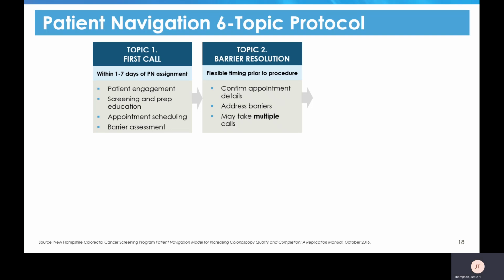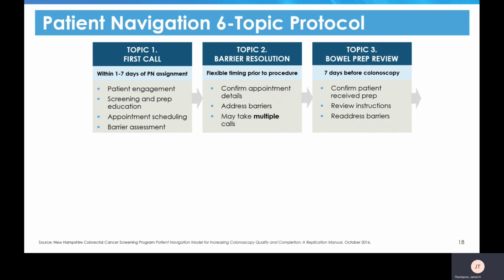Topic 2, this is the barrier assessment and resolution topic, which can be addressed at any point prior to the procedure. This topic confirms the colonoscopy appointment details and addresses any barriers. This may take 1 call or multiple calls or no calls if the patient does not have any barriers to discuss. Third, this is the bowel prep review topic call, which is scheduled for the week before the colonoscopy. This discussion is intended to confirm that the patient has received the bowel prep instructions and understands it. The call can also be used to readdress any barriers.